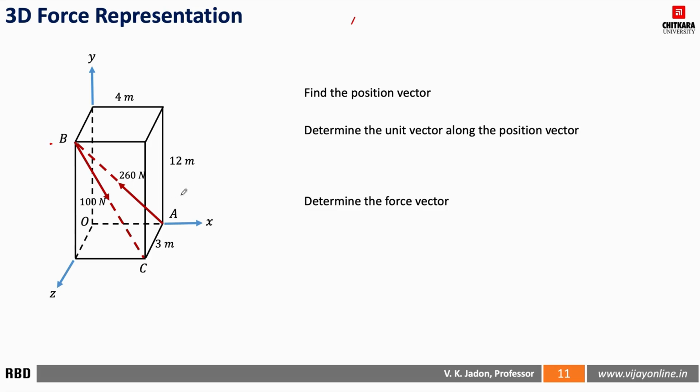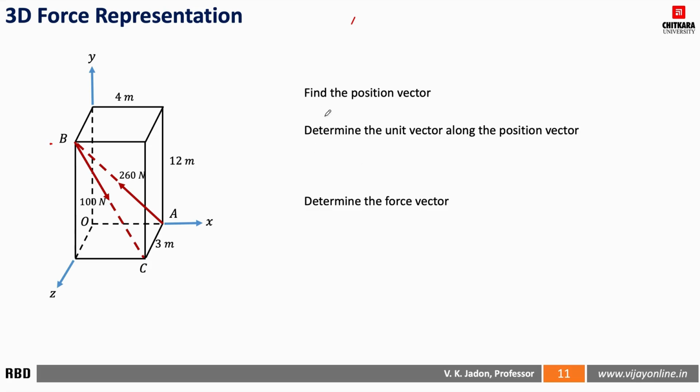So we have to find these forces in vector form. For that we first have to find the position vector. This is step number 1. Step number 2 is to find the unit vector along the position vector, and third is the force vector, using the position vector as well as the unit vector.